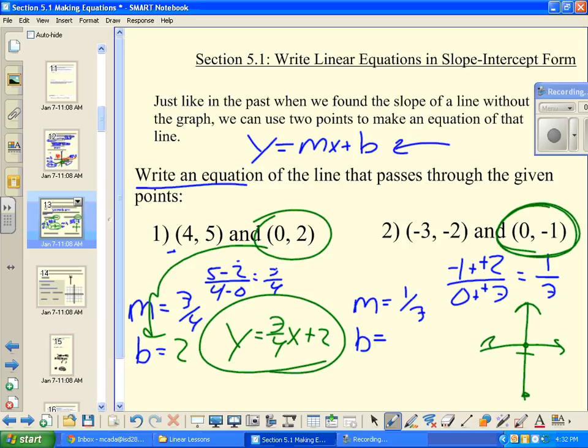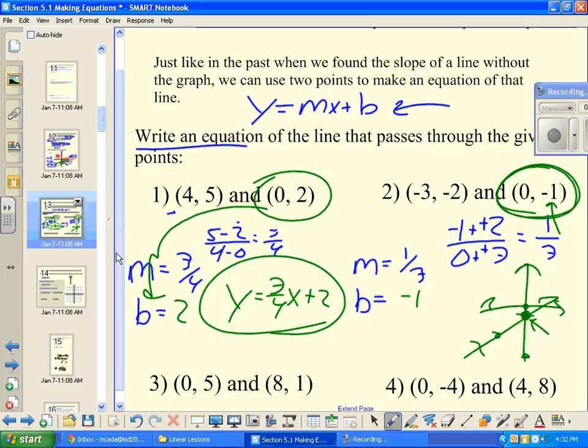This point, where would you go? You'd be at 0, but you'd go down 1, so it'd be right here. So this graph, whatever it looks like, maybe something like this, okay? But here's my y-intercept, that point, -1. So in this case, my b is -1. Then I have all the information I need to make an equation now. Y equals 1/3 x minus 1.